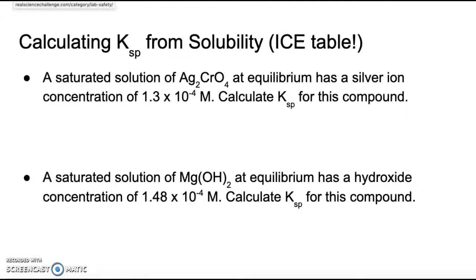All right, so now that you've seen how we work this problem, I want you to try the second example here. So we've got a saturated solution of magnesium hydroxide, and we know that at equilibrium, the hydroxide concentration is 1.48 times 10 to the negative fourth molar. So pause the video and see if you can figure out KSP for this compound.